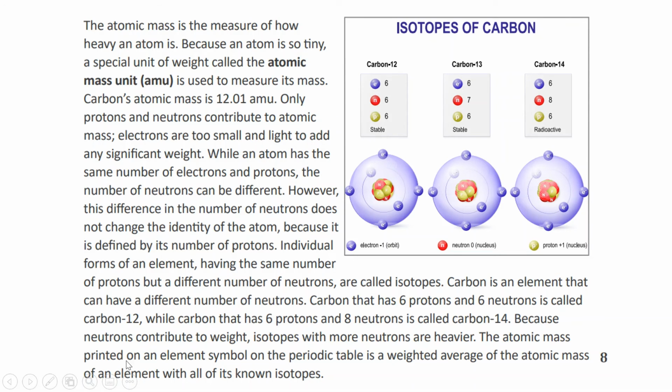The atomic mass printed on an element symbol on the periodic table is a weighted average of the atomic mass of an element with all of its known isotopes. Carbon-12, 6 protons, 6 neutrons, stable. Carbon-13 is 6 protons, 7 neutrons, stable, and that's what it looks like. Carbon-14, 6 protons, 8 neutrons, and it's radioactive.